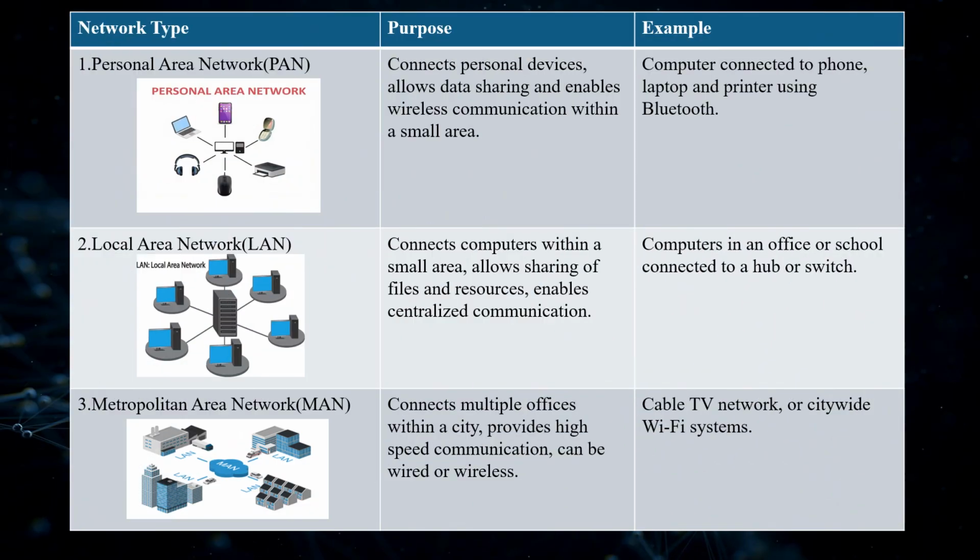Let's start with personal area network. It is the smallest type of network and connects devices close to one person, like a phone, tablet or laptop. For example, connecting your phone to wireless earbuds.